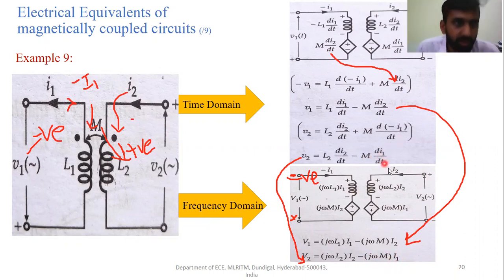So this is how you are going to model different magnetically coupled circuits with respect to the time domain and also in the frequency domain, right? You can represent in any of the domains. Based upon our requirement, we are going to model this equation according to the time domain, or it can be of frequency domain, right? So these are the different combinations of magnetically coupled circuits.